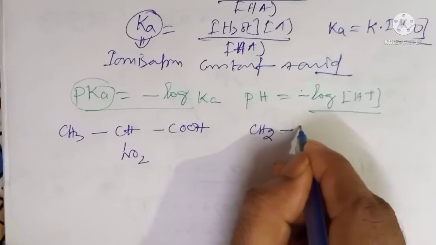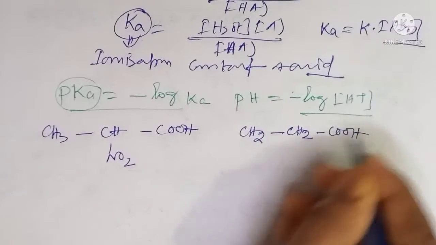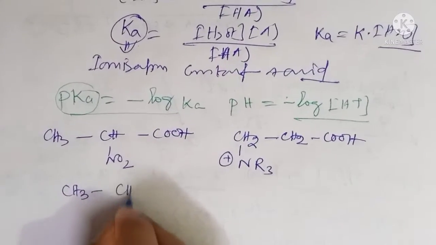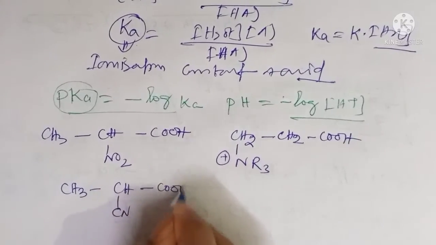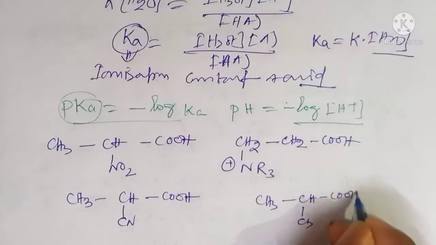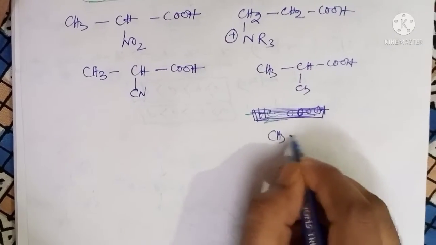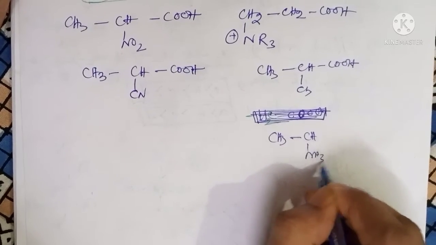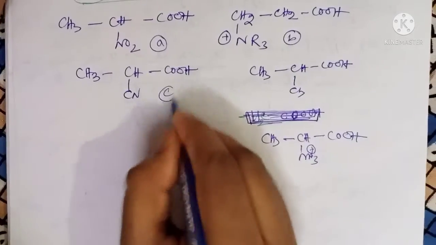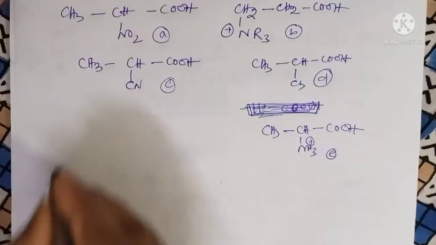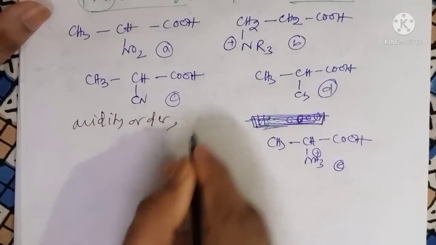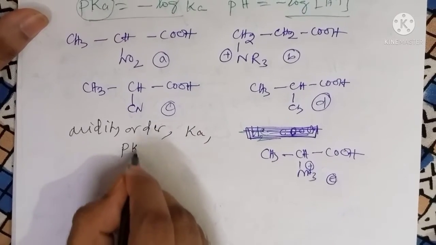Now example: CH3 CH NO2 COOH, CH2 CH2 COOH with NR3 plus, CH3 CH CN COOH, CH3 CH CH3 COOH, and CH3 CH NH3 plus COOH. This is A, B, C, D and E. Now find the acidity order, and calculate the Ka value and pKa value.